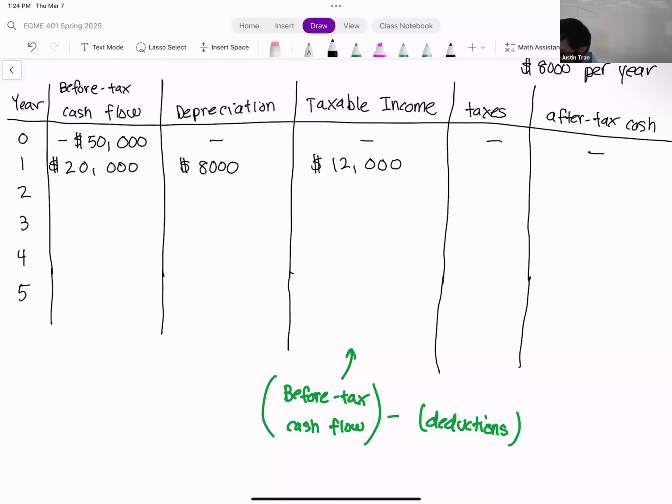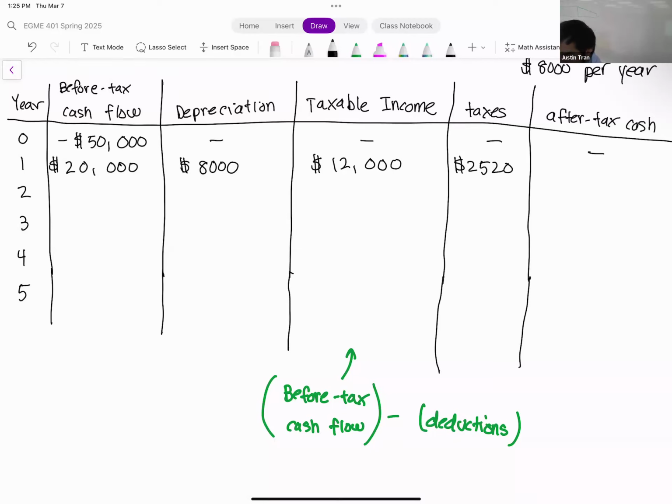Our taxes in this case, we're going to take our taxable income and multiply it by our tax rate. And so if our tax rate is 21%, we take 21% of 12,000, we get 2,520.